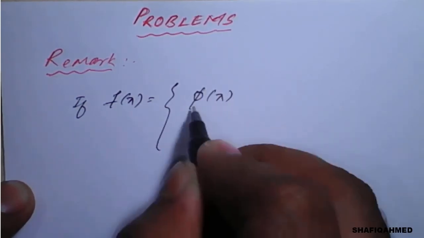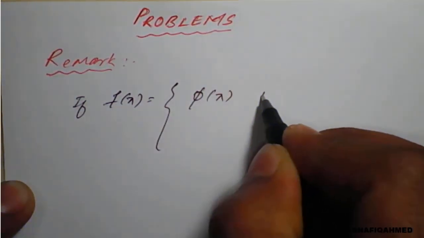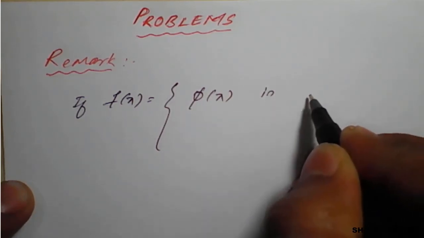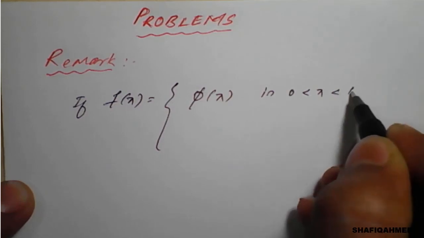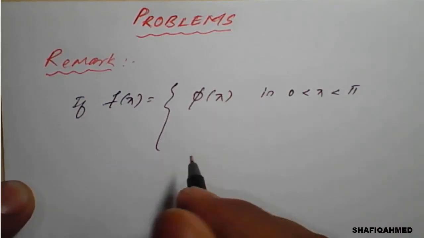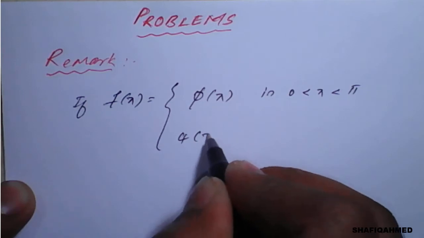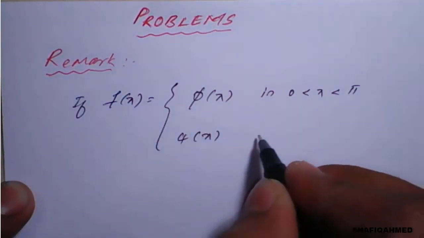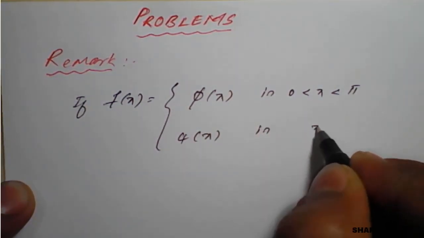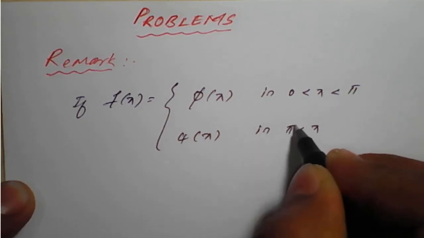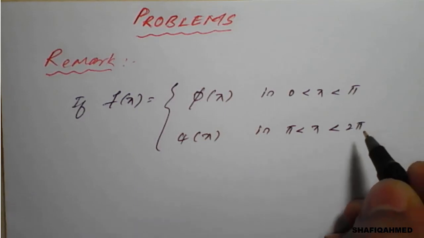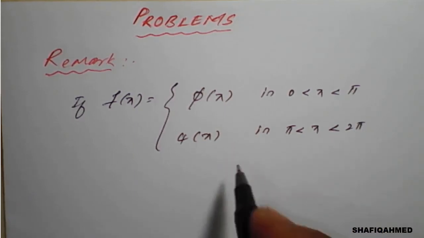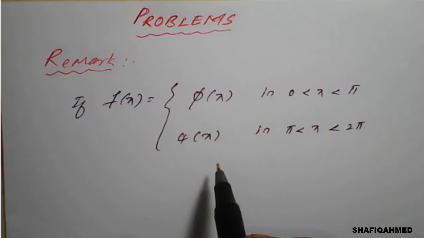function f of x is equal to phi of x in the interval x greater than 0 and less than pi, and another function f of x is equal to psi of x in the interval x greater than pi but less than 2 pi. Then how to check for such a function whether it is even, odd, or general, we'll see now.